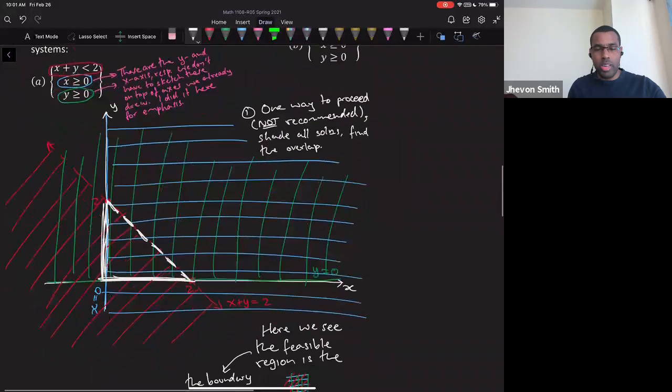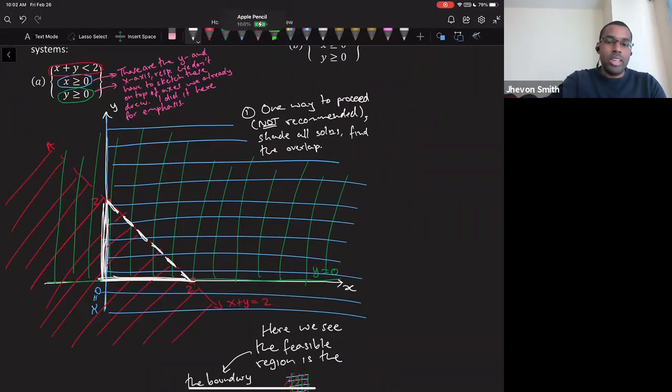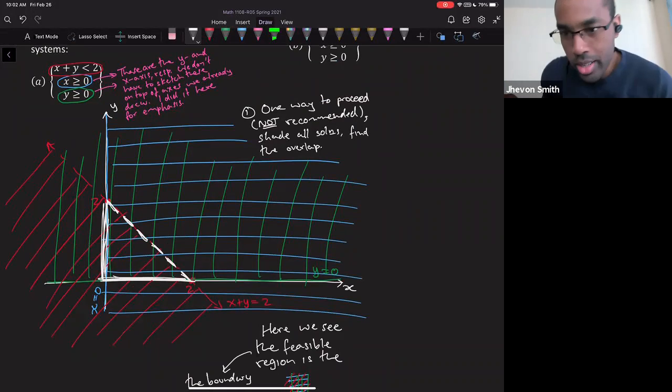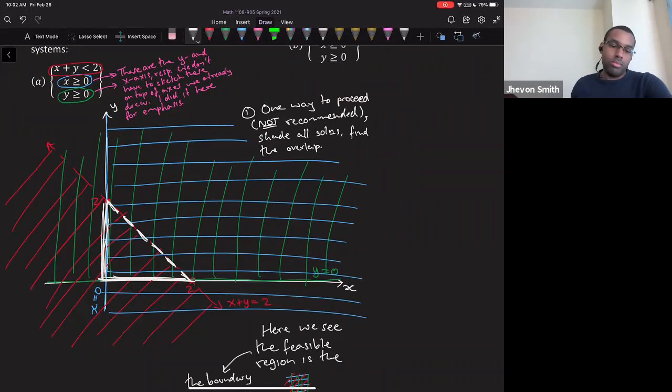The first one is the first method. Yes. So for that one you just shade the solutions for all of them individually. And of course, you probably want to shade in a different pattern so that you know how to identify which shading goes for which inequality. And then you just take the overlap of all the shadings, right? Which can get confusing, but it does illustrate the idea of what you're heading for. Yeah, why is that one not recommended compared to the arrow one?